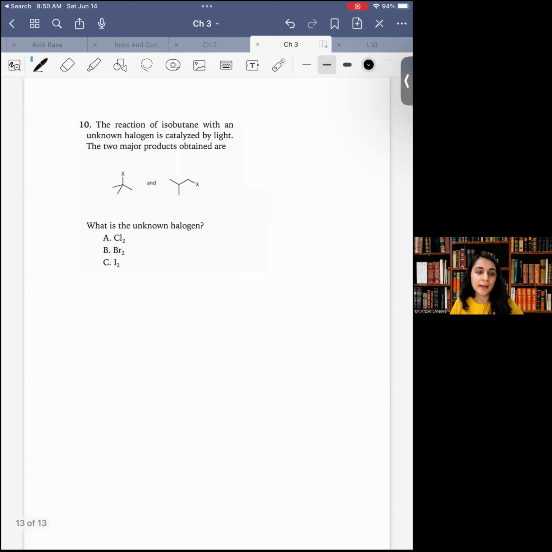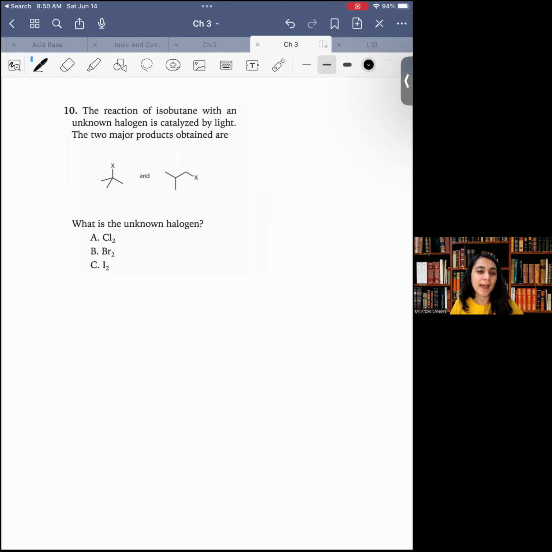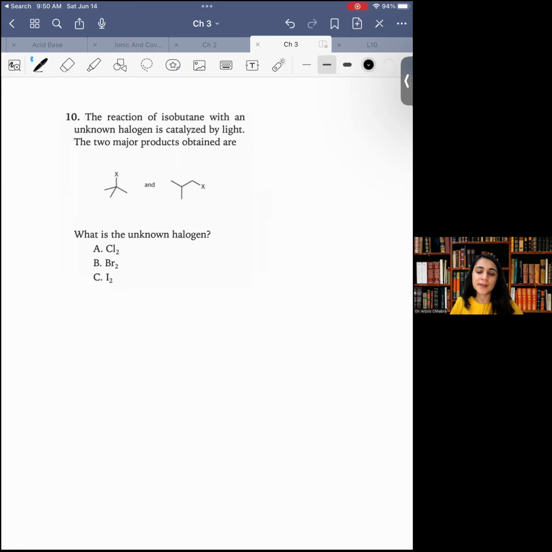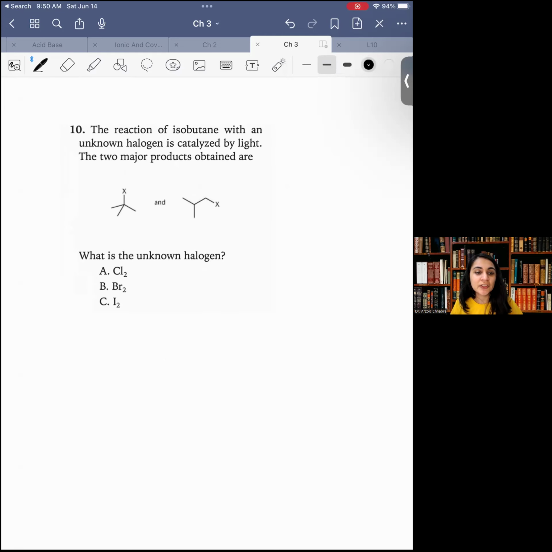All right, then problem 10: the reaction of isobutane with an unknown halogen is catalyzed by light. So this is, again, a halogenation reaction, right? Then there are 2 major products obtained, which is already telling us it's not a selective reaction. And we know that bromination is a lot more selective than chlorination. And this is why A is the correct answer for that problem.